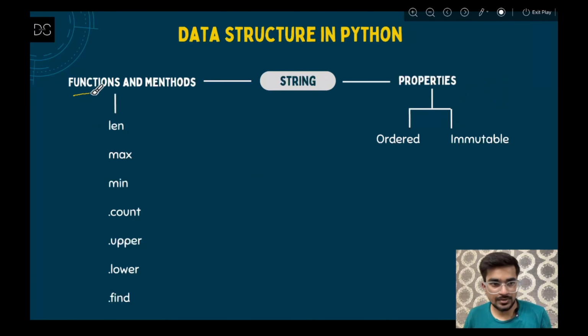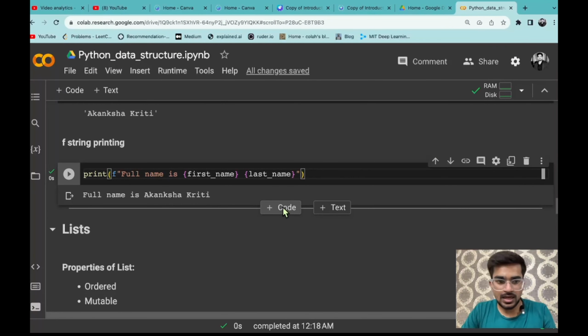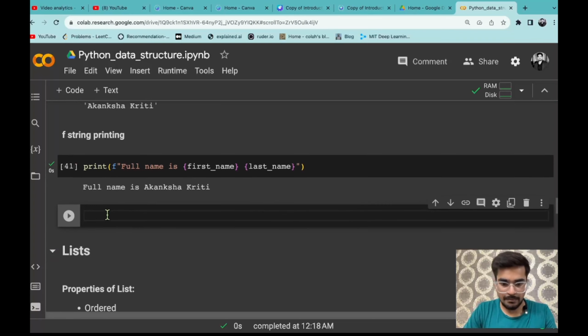Cool. So we have seen functions and methods in string. So we have covered length, max and min we have not covered. So we will see that. Dot count, dot upper, dot lower, dot find you have seen. So what are those two things, max and min? Then the last thing we have is the max and min function.